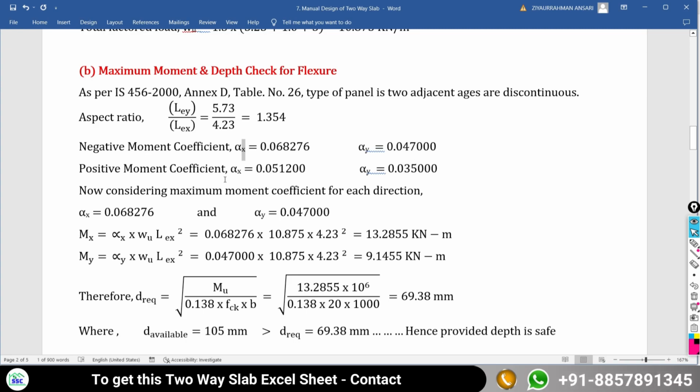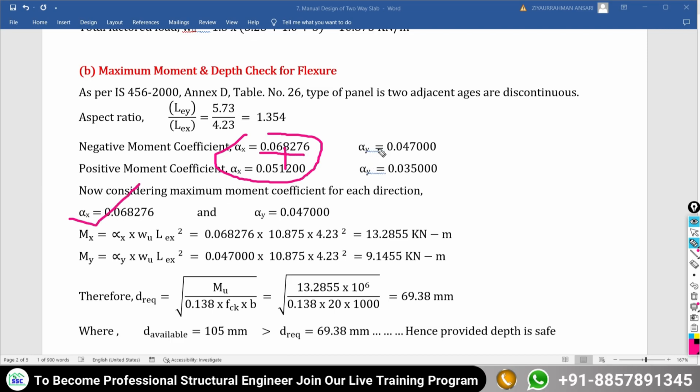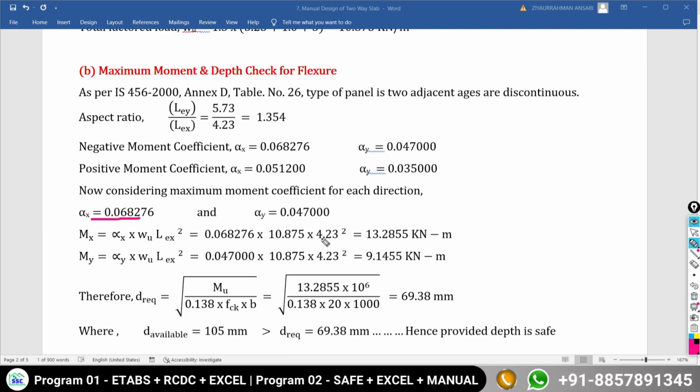Positive moment coefficient at the mid of the span as alpha x 0.0512, alpha y positive 0.035. Now amongst these alpha x values, both negative and positive, we have to consider the maximum one. So here the maximum coefficient is 0.068276, that I am going to consider as the final alpha x. Now amongst these two values, I am going to consider the maximum one, so I am getting the maximum as 0.047.